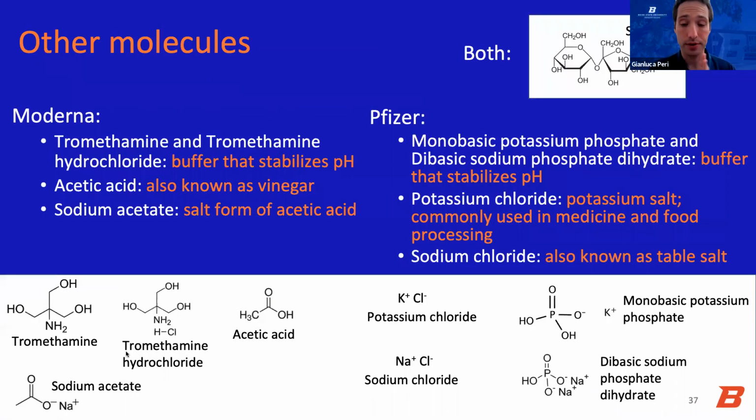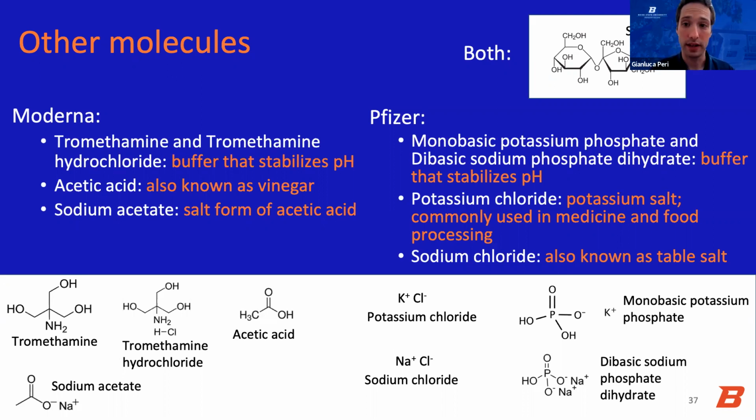So I mentioned other molecules, and here they are. Basically, the role of all these molecules is to keep the environment of the mRNA stable, especially when it comes to the acidity of the solution, or pH. That's why both vaccines have buffer solutions. Moderna has a tromethamine hydrochloride solution, while Pfizer has monobasic potassium phosphate and dibasic sodium phosphate dihydrate. So they're the main actors to keep the pH stable.